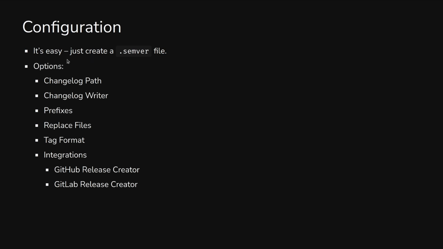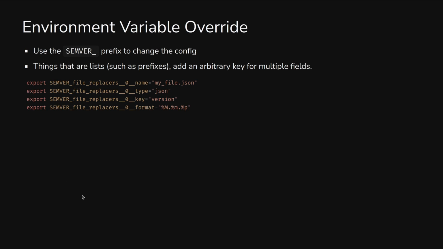So what if you want to change things? Well, plenty of configuration options for this package. It's easy, just create a .semver file in the root of your repository and you get access to all of these options. Look how many there are. It's wonderful, wonderful, wonderful. Let's go through all of them.